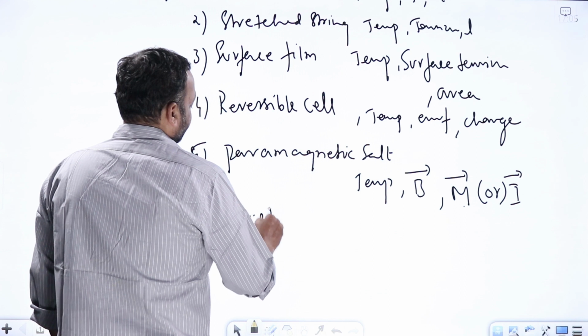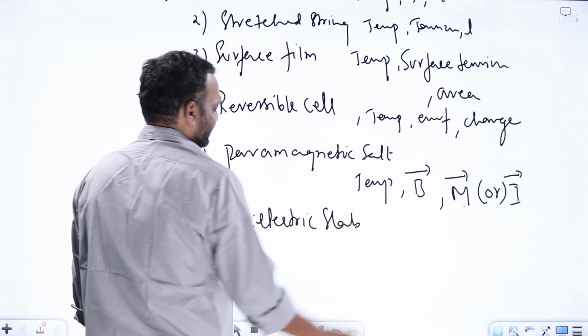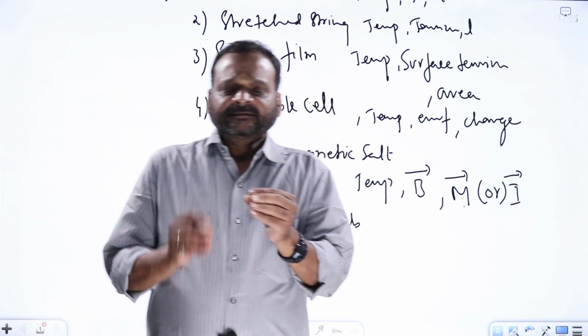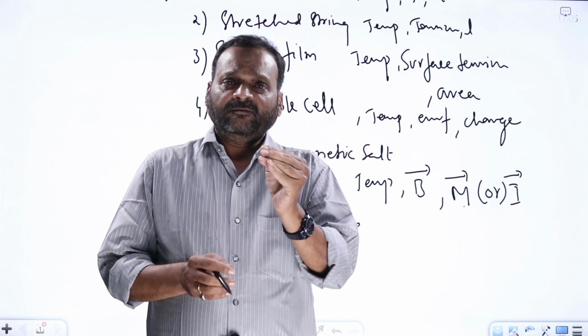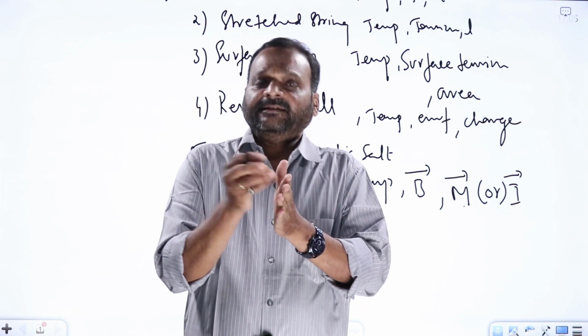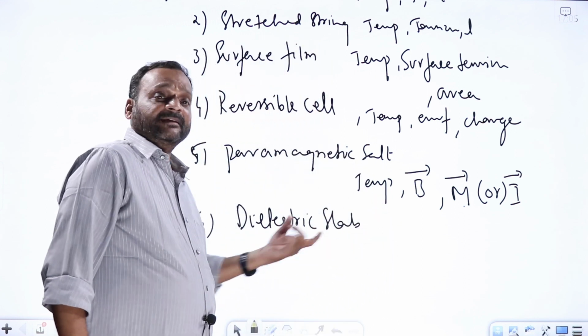The next system can be a dielectric slab. Dielectric means what? An insulator, just like a piece of glass or a piece of rubber, a piece of cloth or a piece of paper, whatever it is. Some dielectric material you take, which is an insulator. A thermocol sheet you take, that is also dielectric material. What are the important parameters of a dielectric slab?